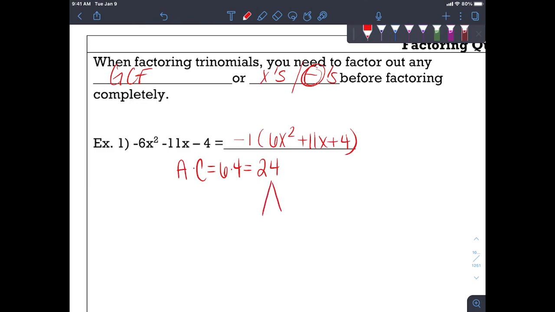I need two numbers that when multiplied together will give me positive 24. However, when they are added together, will give me positive 11. So I'm looking for two positive numbers. So I'll just start at the beginning because I have no idea what these numbers may be. And it looks like they are positive 3, positive 8.